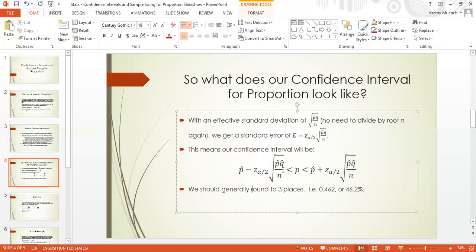It's very easy to make arithmetic mistakes here, so try not to. As a rule of thumb, a nice way to catch if you've made an order of operations mistake is if this is not centered around p hat, then you're guaranteed you made a mistake. Because you're adding and subtracting the same thing to p hat, your interval will always be centered on p hat, will always be symmetric around p hat. So if you're not symmetric around your sample proportion, you did something wrong.